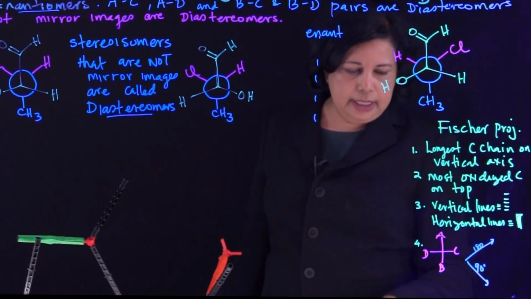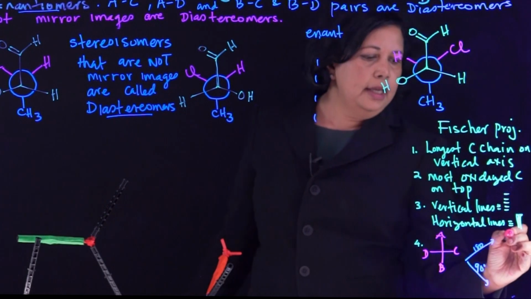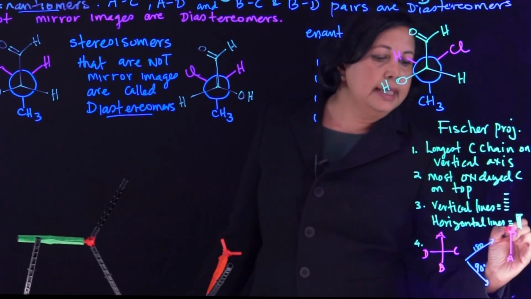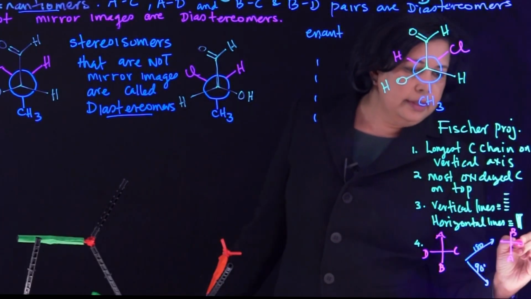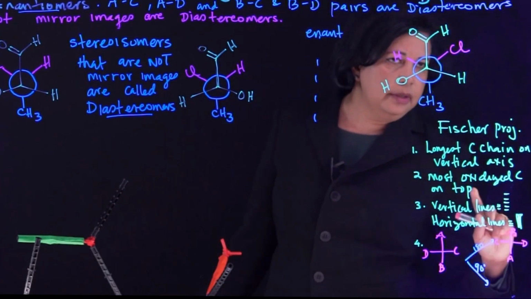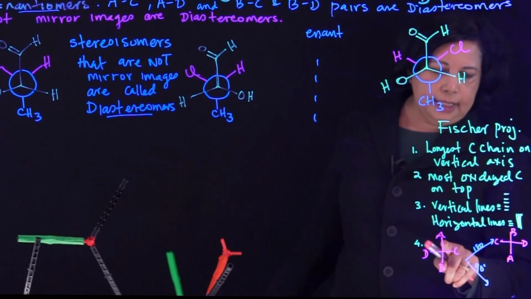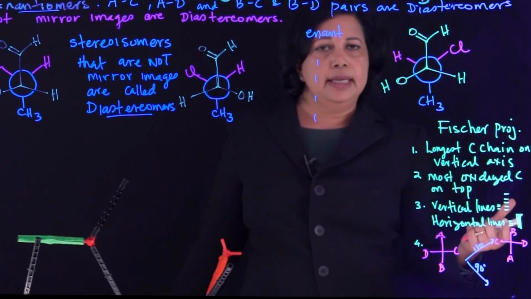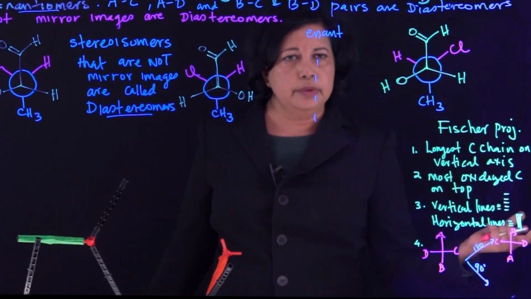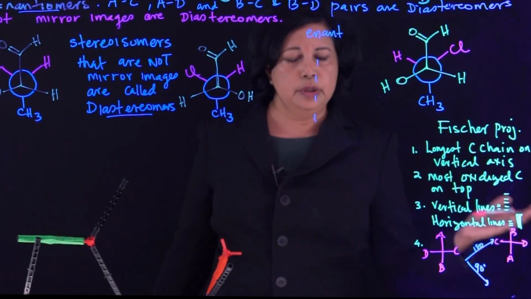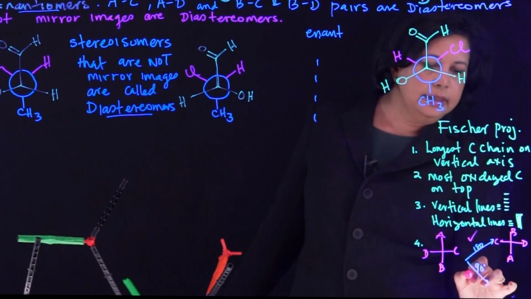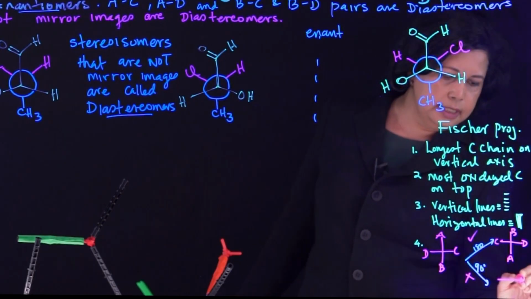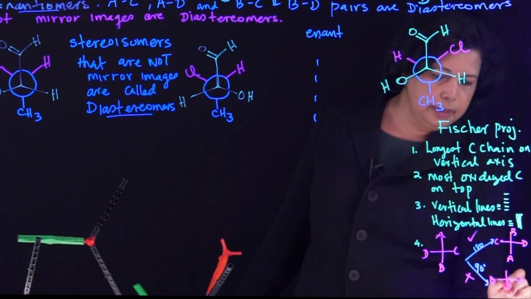If you do 180, A and B are going to be flipped, but they're still going away from you, and C and D are going to be flipped. Whereas when you do a 90, your wedges become dashes and your dashes become wedges, which means it's a reflection, which means it's an enantiomer. So this is allowed, this is disallowed, this is going to be a mirror image, that's what it means.